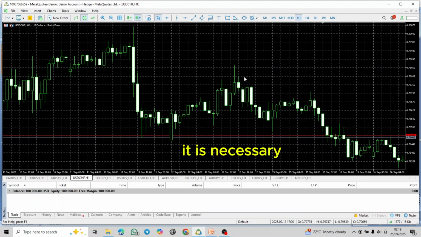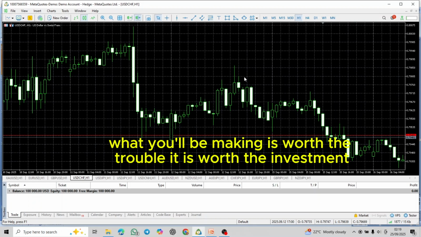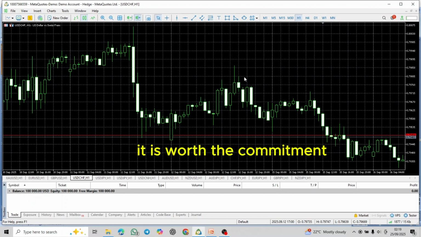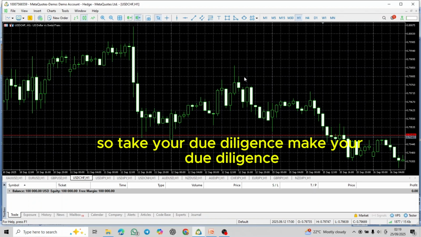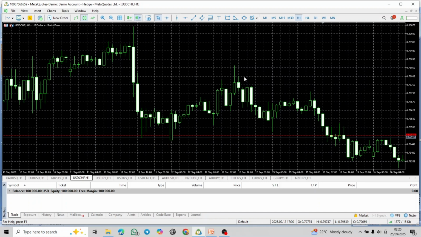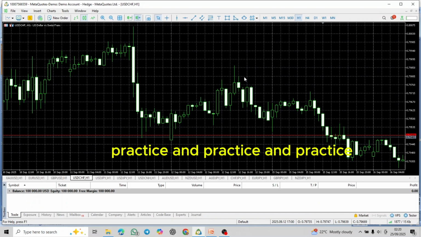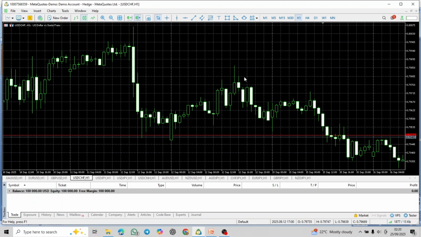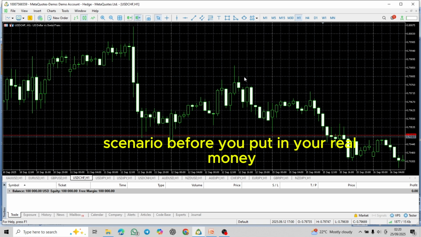It is necessary. You see, at the end of the day, what you'll be making is worth the trouble. It is worth the investment. It is worth the commitment. So take your due diligence. Make your due diligence to put things in order before you launch into the market. Practice and practice and practice before you enter real scenario, before you put in your real money.